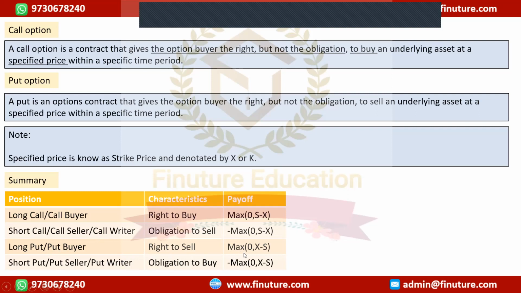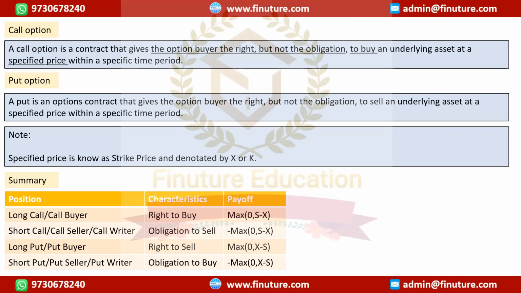Very important to note, everywhere you see the maximum function with a zero. So your loss can be at most zero. When it comes to a long party, your loss can be at most zero. But the short party has different dimensions of loss. We will have a look at that in the following slides.